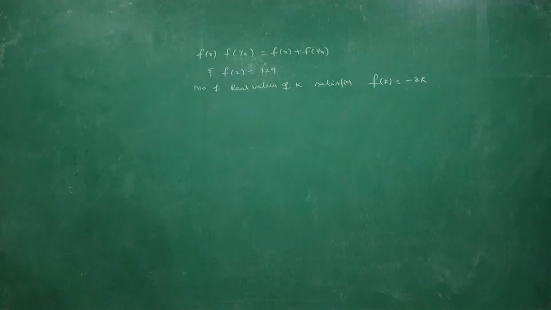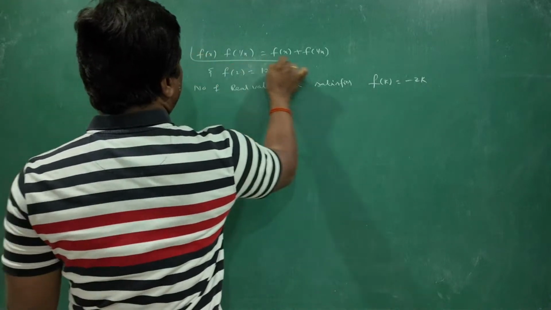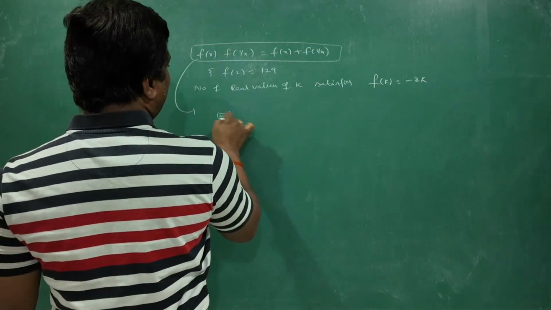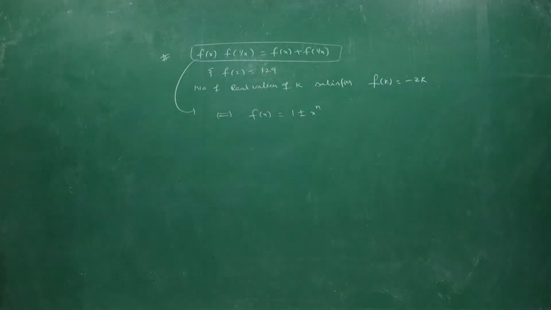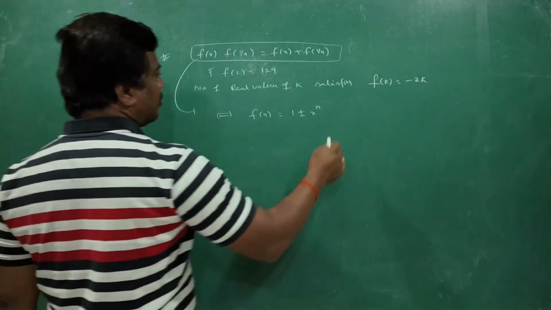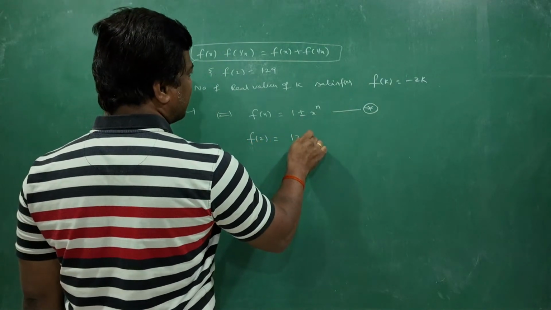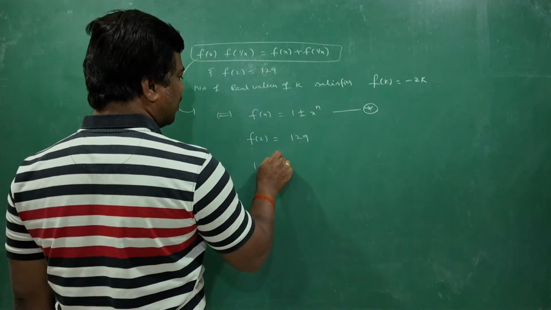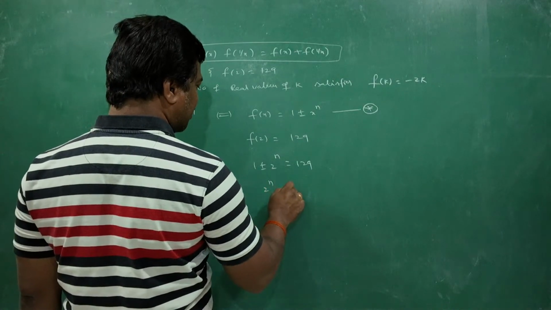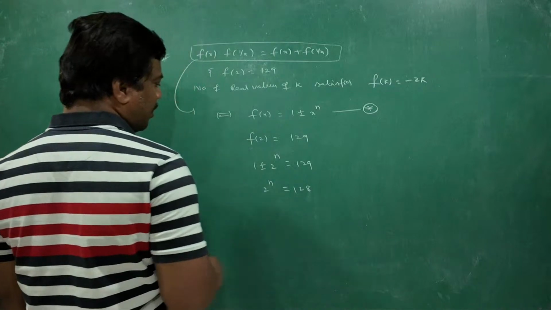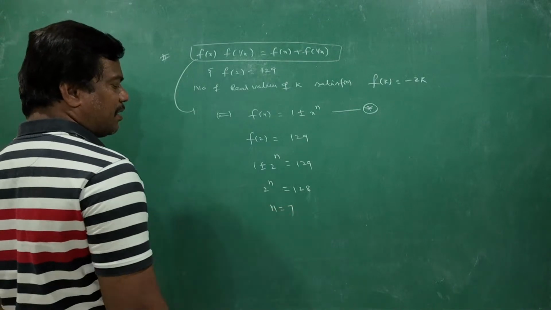You know that this functional equation is satisfied if and only if the function f of x equals 1 plus or minus x power n. This is a standard functional equation. f of 2 is given as 129, that is 1 plus or minus 2 power n is 129. So plus or minus 2 power n is 128. 128 is possible when n equals how much? n equals 7.